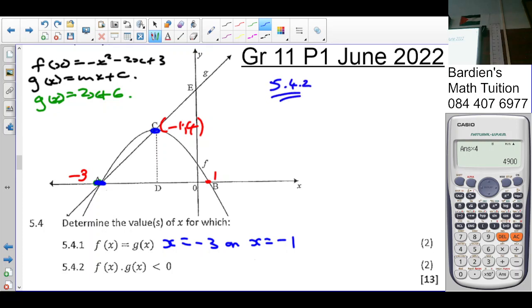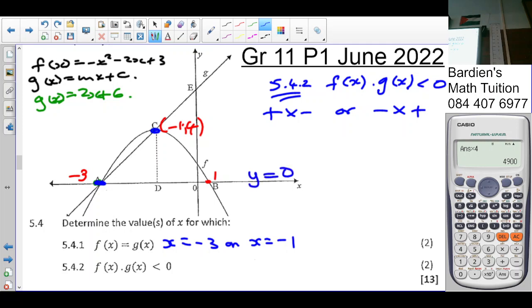5.4.2, the question says, where is f of x times g of x less than 0? Which means to say, what does less than 0 mean? It is negative. Under what condition is something negative when you multiply? When one is positive and the other one is negative. So when is a graph positive? It's positive when it's above the line y is equal to 0, or the x-axis, and negative when it's below the line of your x-axis, or your y is equal to 0.